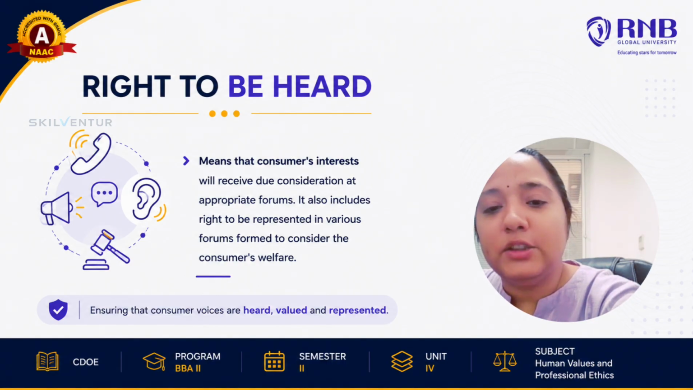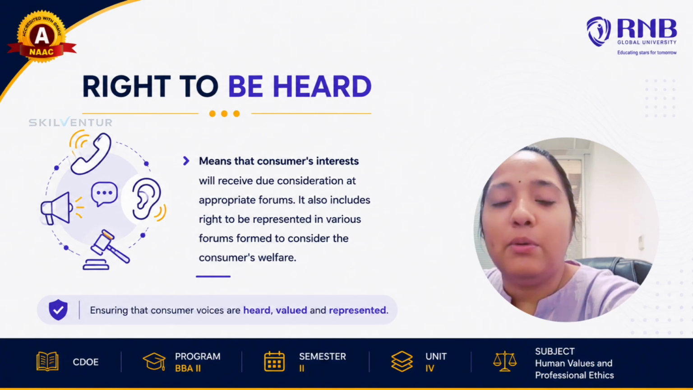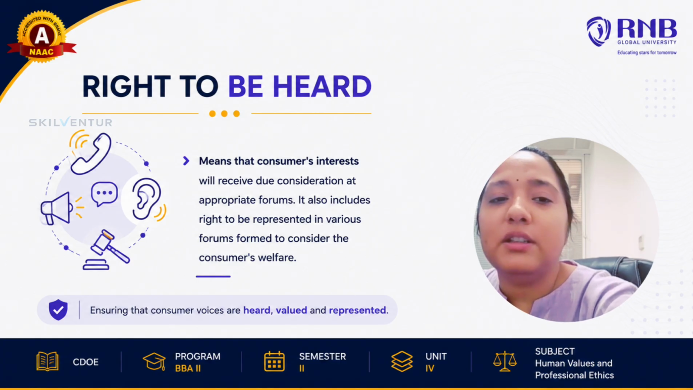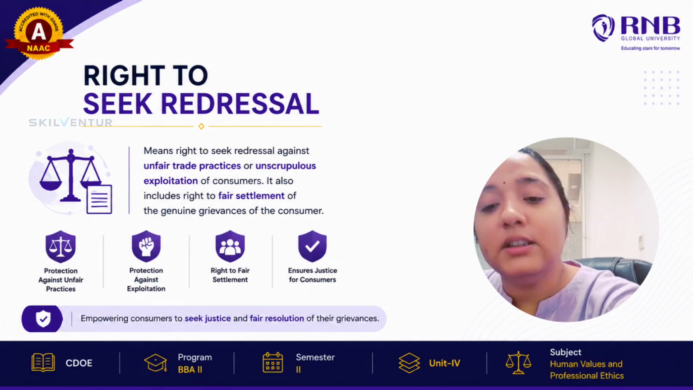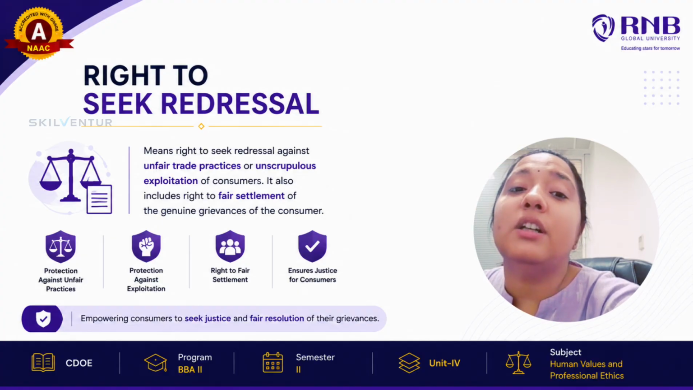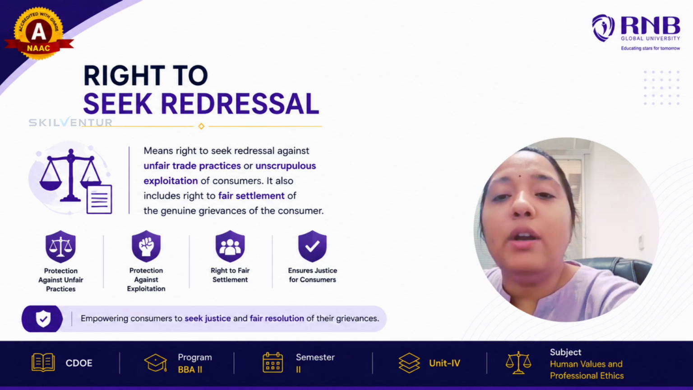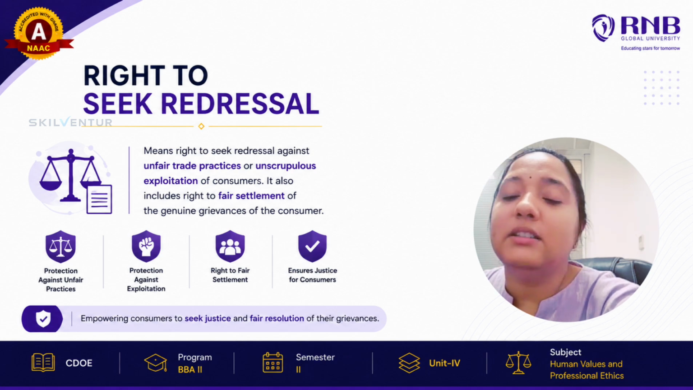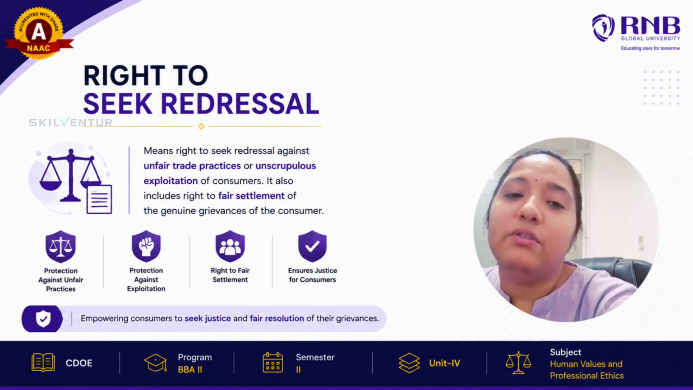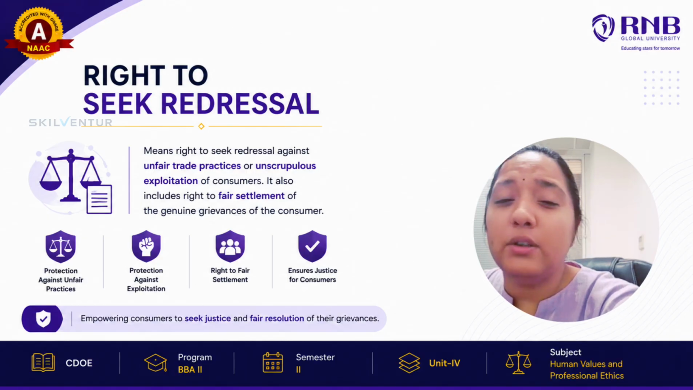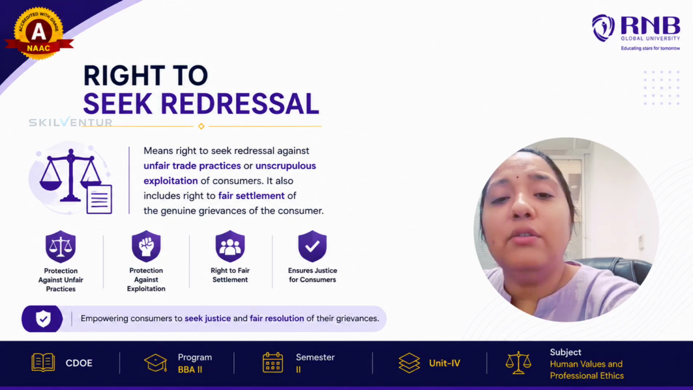Now let's move on to the next right, which is also important, the right to seek redressal. This right means that every consumer has the ability to seek justice or compensation against unfair trade practices or exploitation by sellers and service providers. So if a consumer is cheated, or receives defective goods or poor quality services, they have the right to take action and get their problem resolved.